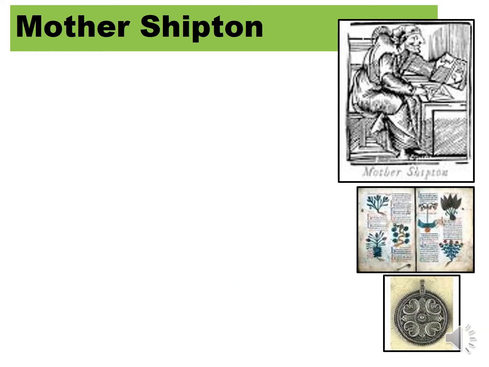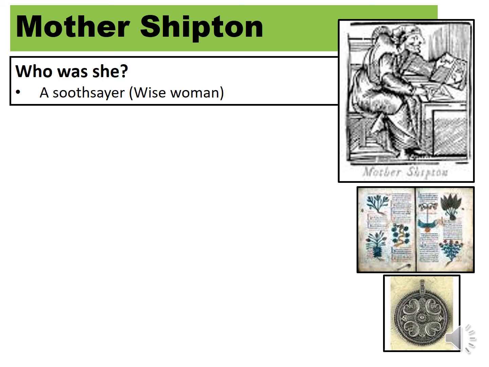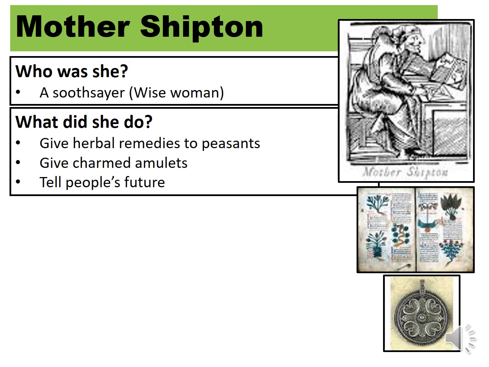Next is Mother Shipton. Now Mother Shipton is an actual example of a soothsayer. So you could say soothsayers in general, or wise women, are key. But here's an actual example of a wise woman, Mother Shipton. What did she, or what did wise women or soothsayers do? Well, they would give herbal remedies to specifically peasants, and that's really important because herbal remedies are very effective and they are cheap. So poor people would have access to medicine that was fairly effective.